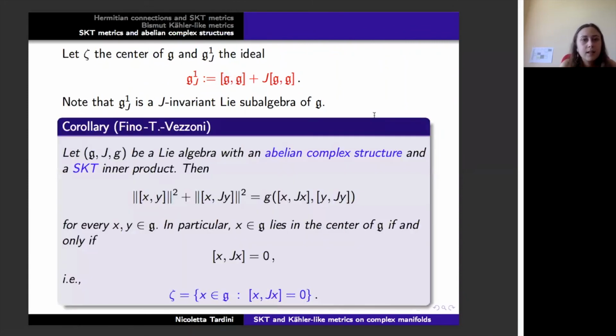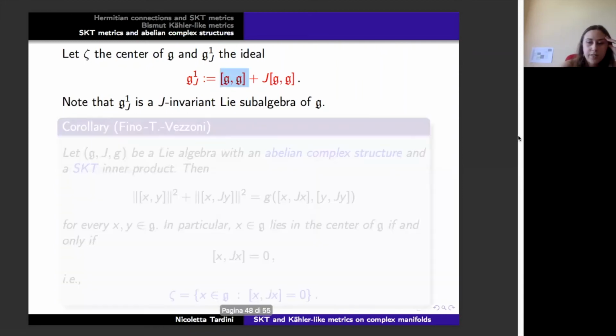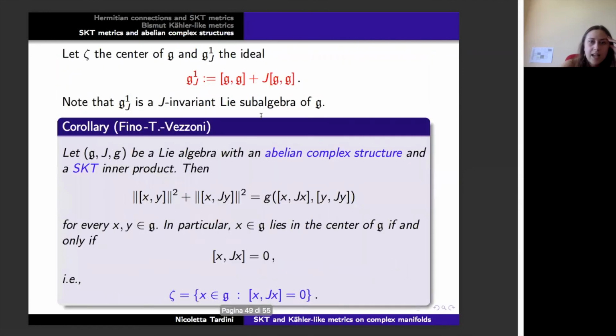So first, let me say that this is a corollary of the previous results. Again, combine abelian complex structure and SKT metric, and take the previous expression with xJx and yJy. In fact, you get this equality. This means that an element x in G is in the center of the Lie algebra if and only if the commutator of x and Jx is 0. Of course, if x is in the center, this commutator will be 0, but the point is that if you have that this is 0, you will get 0 here, so this must be 0, so x commutes with all the elements in G, so it's an element of the center. So zeta is just the set of elements x in G such that the commutator of x and Jx is 0. And this was an important part of the proof.